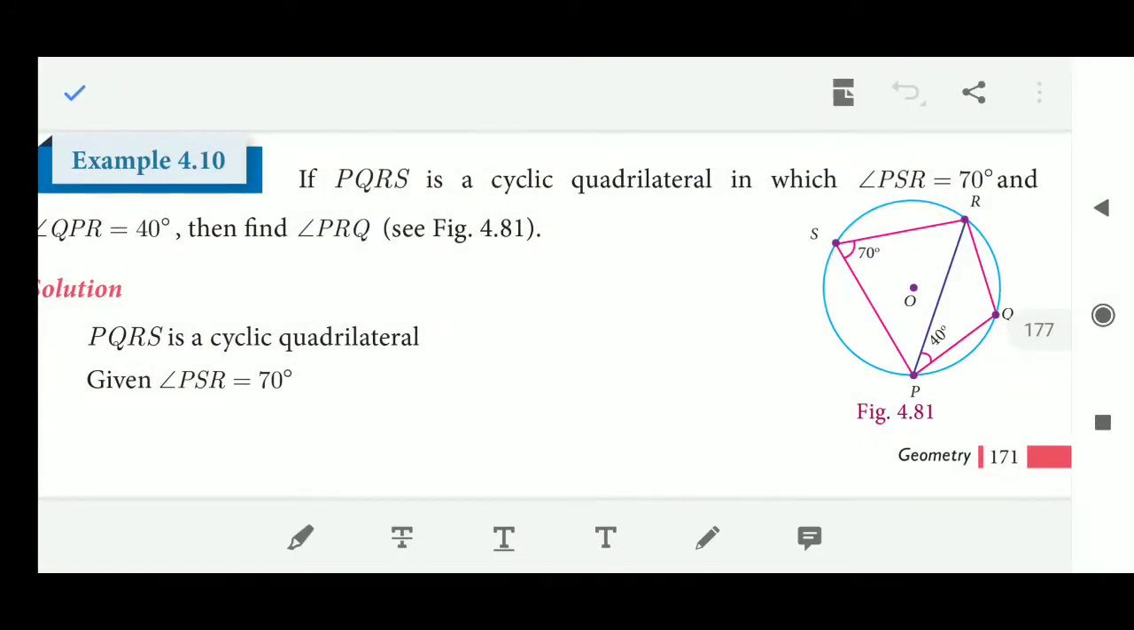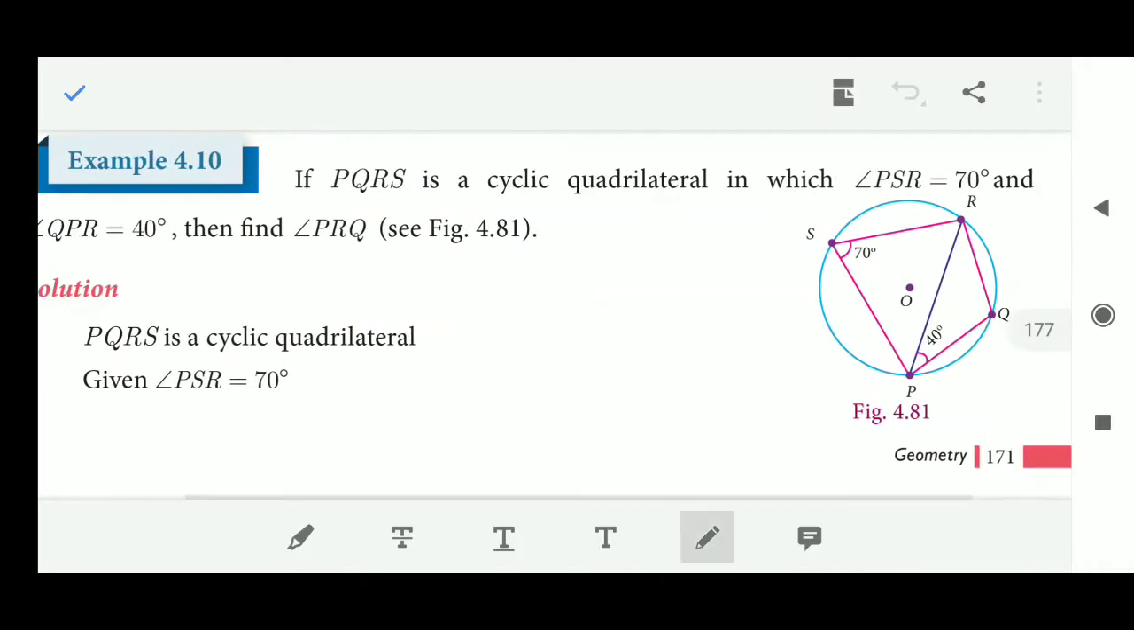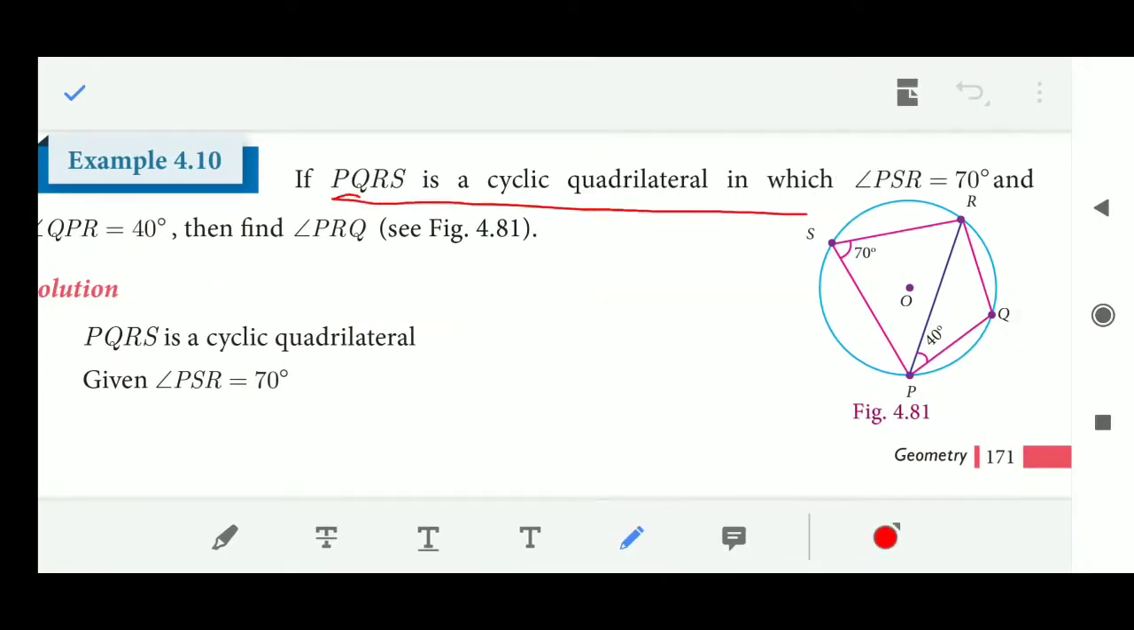Now we are going to see the example 4.10. In this, the question is, if PQRS is a cyclic quadrilateral in which PSR equal to 70 degree and angle QPR is equal to 40 degree, then find PRQ. Here look at the diagram. In this diagram, angle PSR is 70 degree and angle QPR is 40 degree. You have to find this angle PRQ.